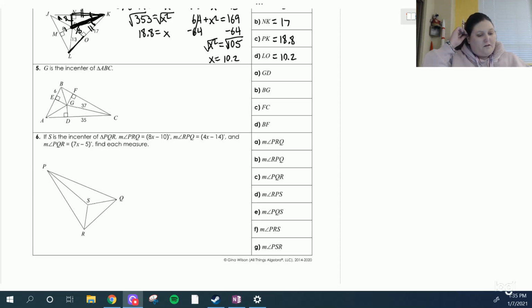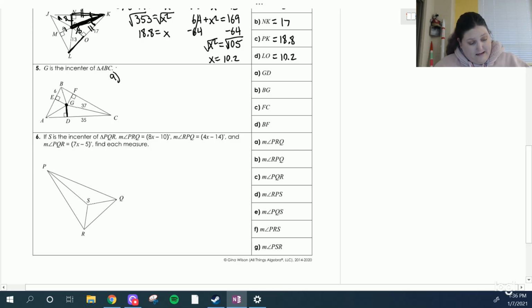Next problem we're going to work on is number 5. It says G is the incenter of triangle ABC. We're trying to find these measurements again. The first one I want is GD. GD is from the incenter to D down here. I do not know that one, so I have to do the Pythagorean theorem for that.